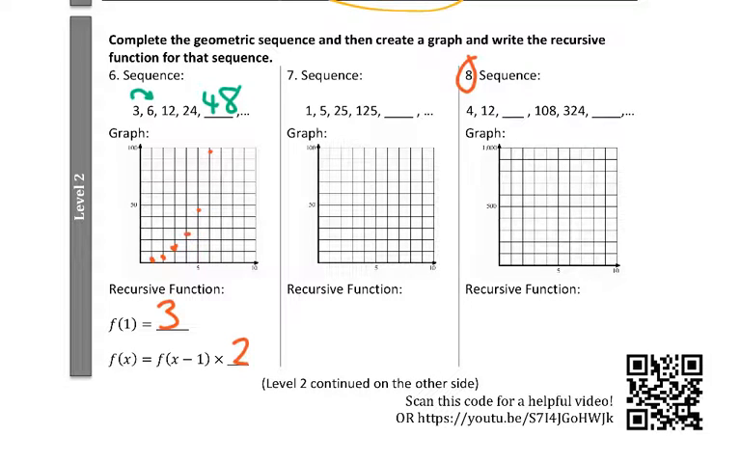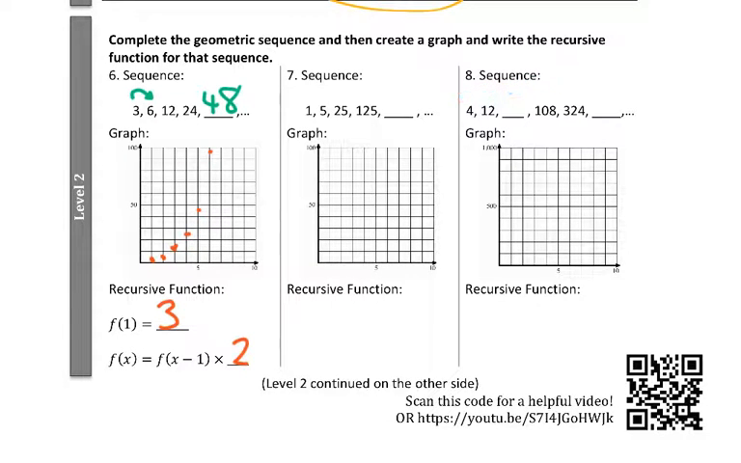Question 8, I kind of gave you more blanks, so you've got to think your way through. Now, you want to ask yourself, well, of course we're adding 8 to move from 4 to 12. But does it make sense? Like if we added 8 again, that would get us to 20, and 20 plus 8 is not 108.